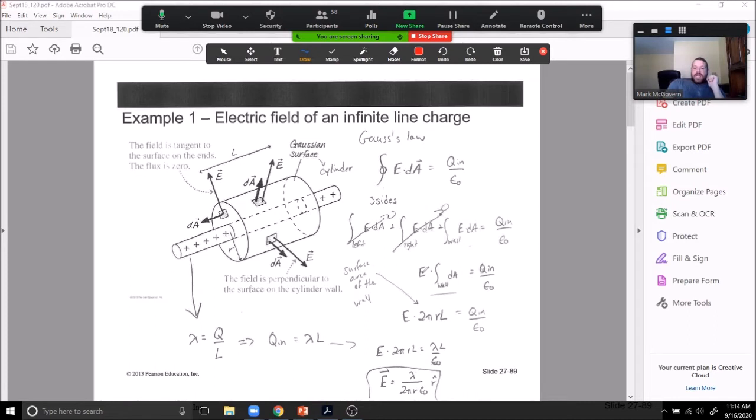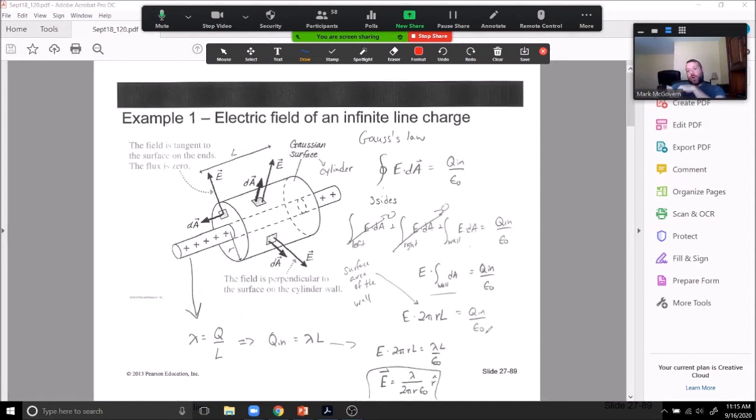All right, and so we take E out of the integral, and then the integral just becomes the surface area of the wall, which we just worked out. It's 2πrL. So our Gauss's law now looks like this: E times 2πrL equals Q enclosed over epsilon naught. The other aspect of Gauss's law is to now deal with the Q enclosed.